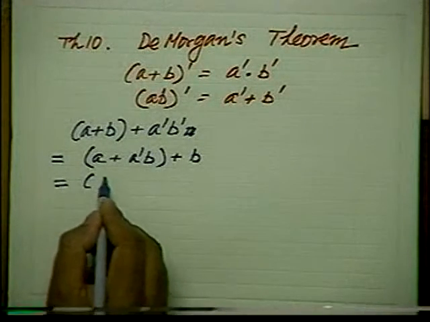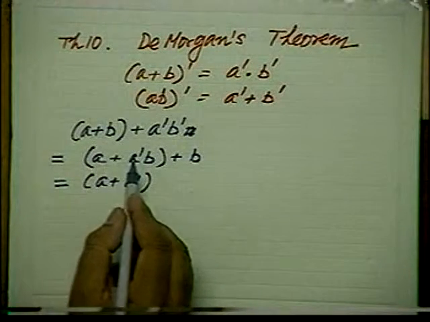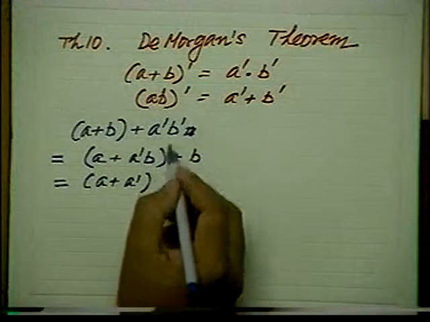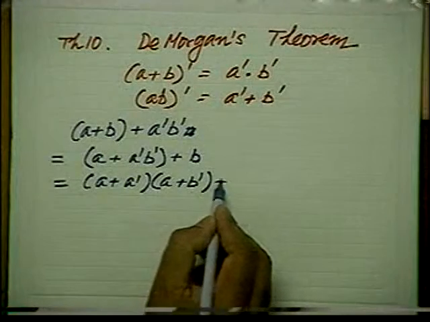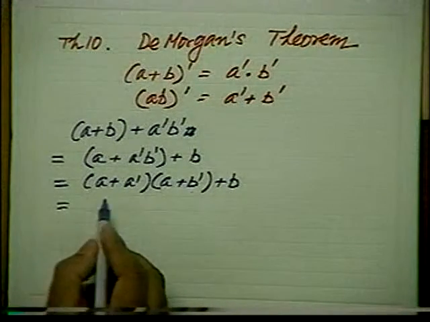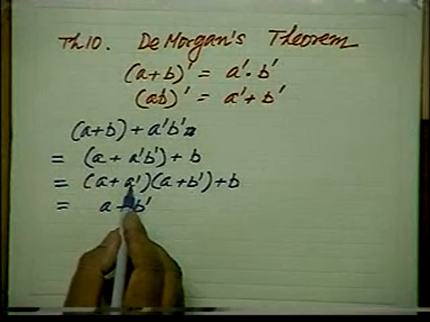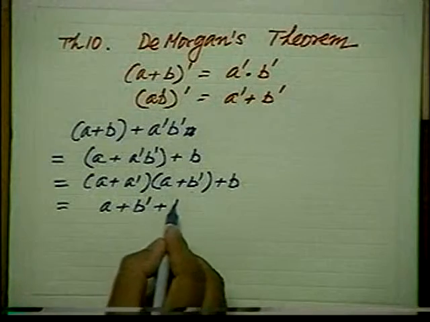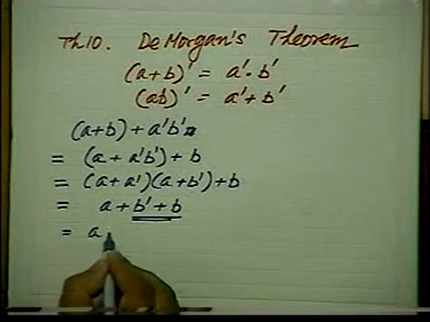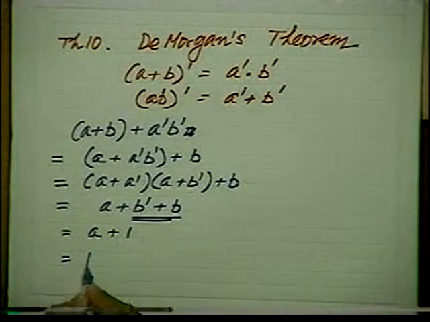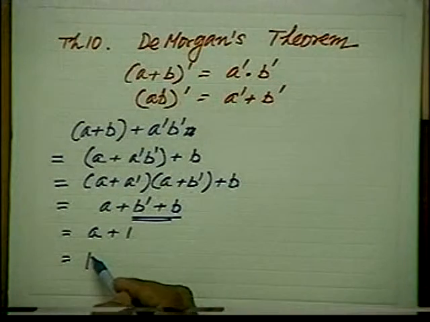We can say that it is (a + b') + b. This is equal to a + b' + b, because a + a' is equal to 1. If I take this, this is equal to a + 1, and this is equal to 1. So a + b + a'b' is equal to 1.